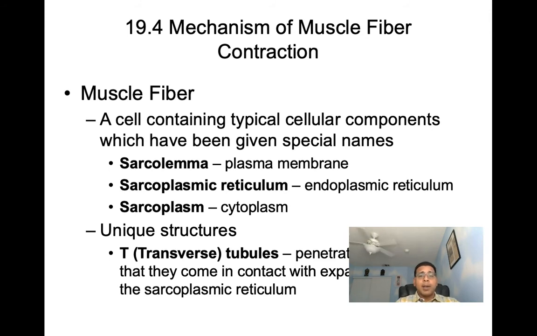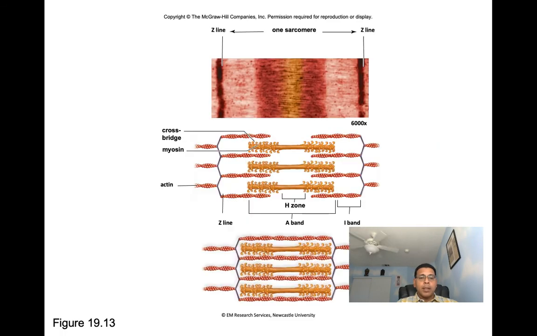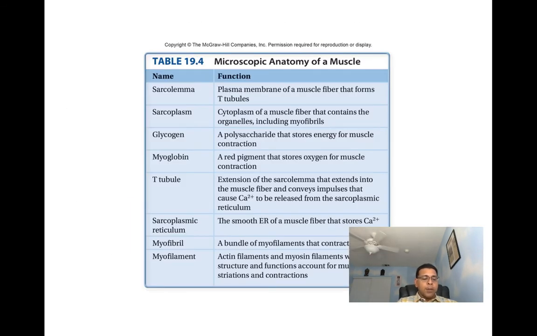Next, let's talk muscle fibers. Muscle fibers, we said, are going to be a muscle cell. So they're a cell that's going to contain the usual components which have been given special names. So we've got some listed here. What we'll do is go right to this table and go through these different parts. You can see first we have the term sarcolemma. Sarcolemma is the term we give the plasma membrane of a muscle fiber that forms the T-tubules. And then we have sarcoplasm. Sarcoplasm is the cytoplasm of a muscle fiber, and it's going to contain the usual organelles, including myofibrils.